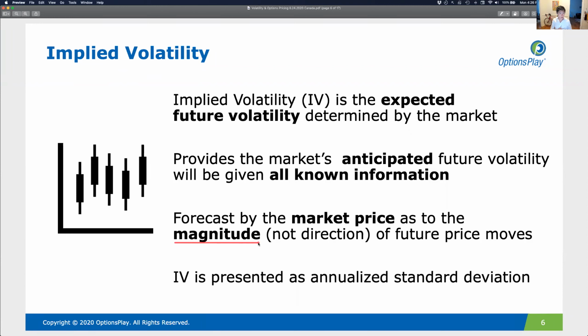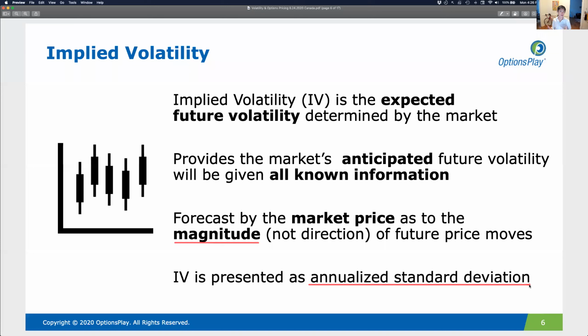And IV, just like historical volatility, is always expressed as an annualized standard deviation. Because again, in order to compare apples to apples, we have to compare the same timeline in terms of volatility. We don't want to compare the 30-day volatility to a 90-day volatility. You wouldn't be comparing apples to apples.